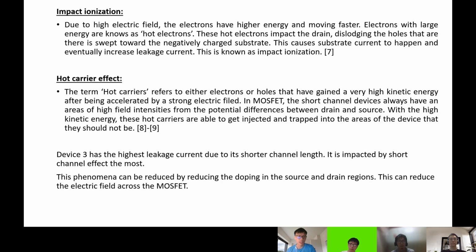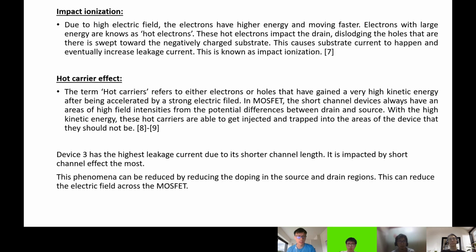The term hot carriers refers to either electrons or holes that have gained very high kinetic energy after being accelerated by a strong electric field. In a MOSFET, the short channel device always has areas of high field intensity from the potential difference between drain and source. With the high kinetic energy, these hot carriers are able to get injected and trapped into areas of the device where they should not be.